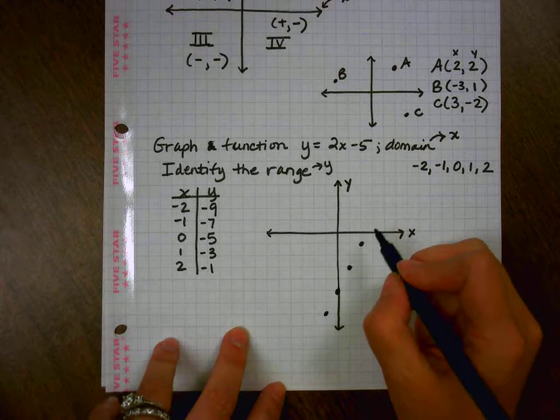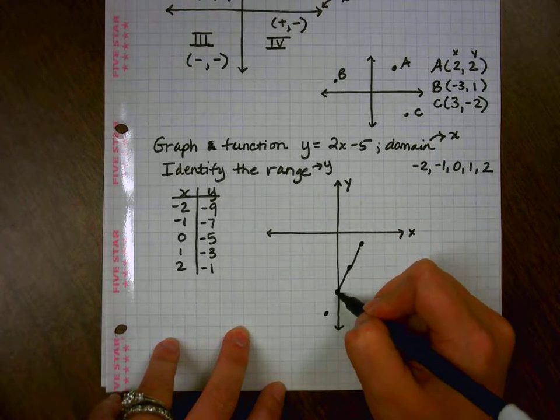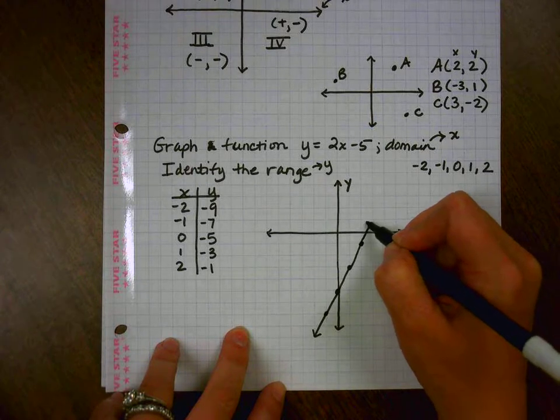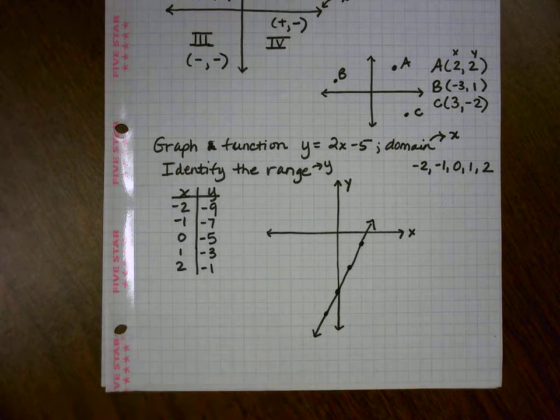Okay, we are now going to go ahead and draw in a line. And I'm going to extend the line out. And I'm going to put arrows on both sides, because from here on out we're graphing lines. We are not just graphing points. We are not graphing line segments. We are graphing full lines. So you're going to put that arrow on both ends too.